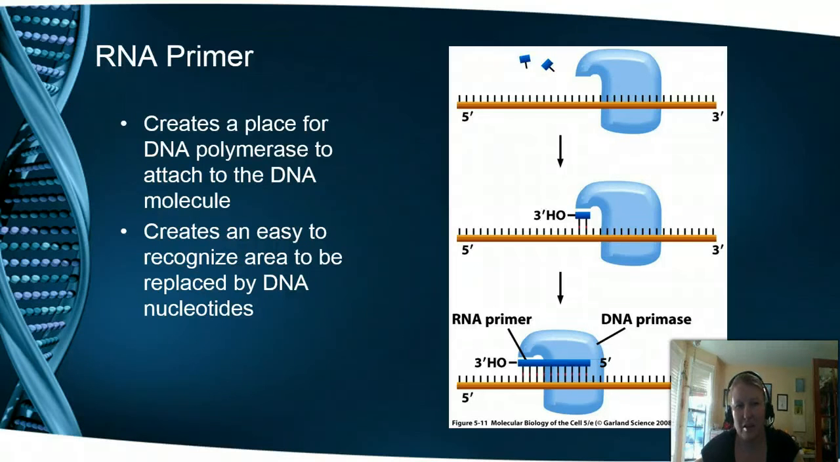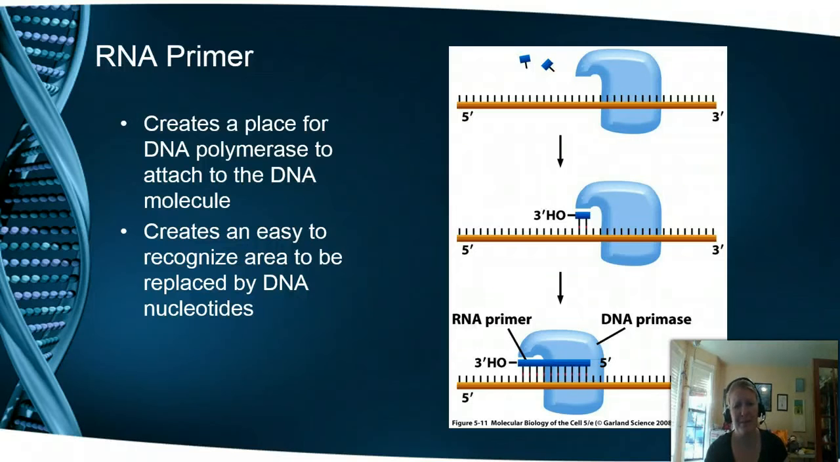I mentioned this before, but it's important to note that DNA polymerase can't just latch on to DNA. It's incapable of doing that. So it has to have an RNA primer put into place. And for this, we use an enzyme called RNA primase. I know the picture here says DNA primase, and that's just a nomenclature thing that your textbook authors are using. But it's RNA primer put on by the primase.